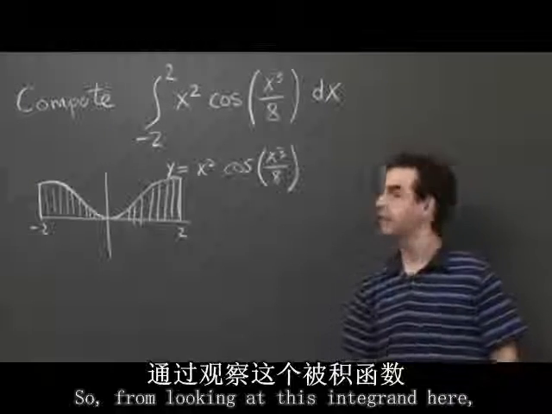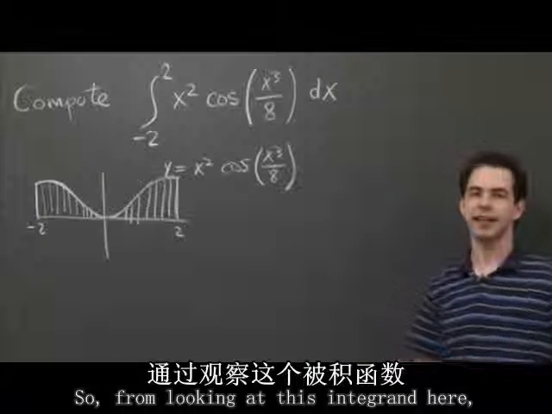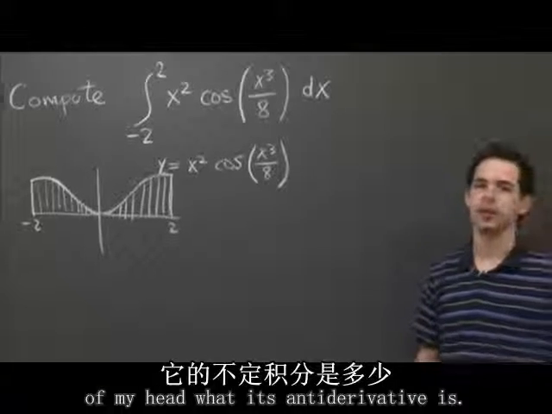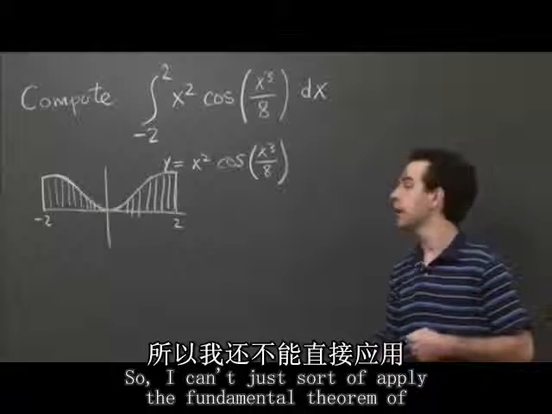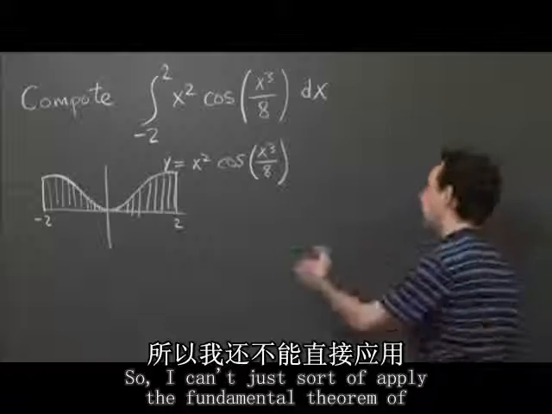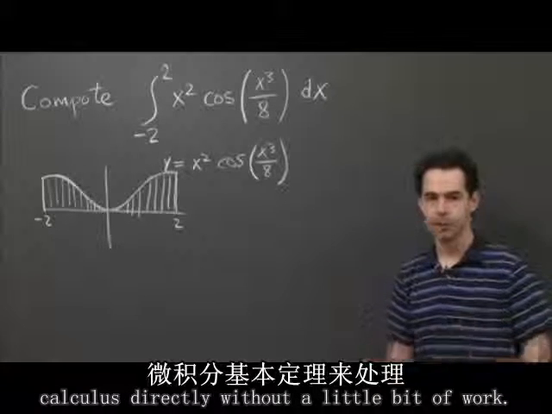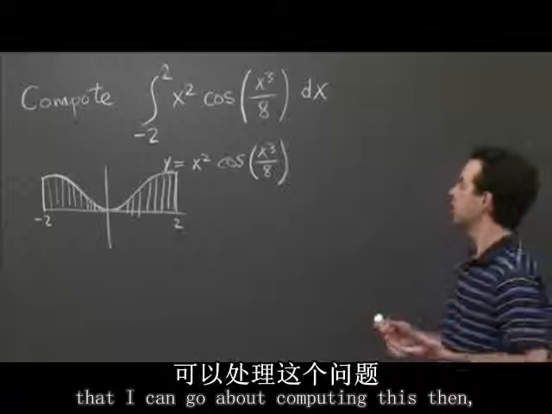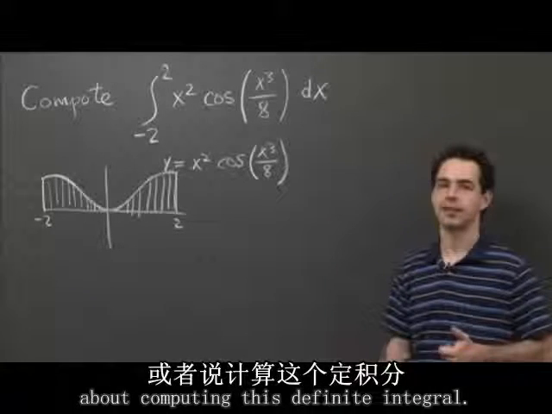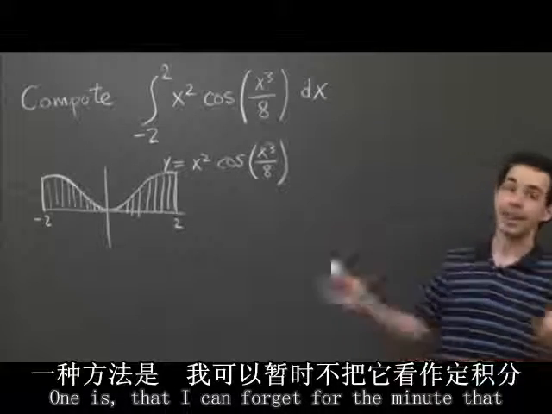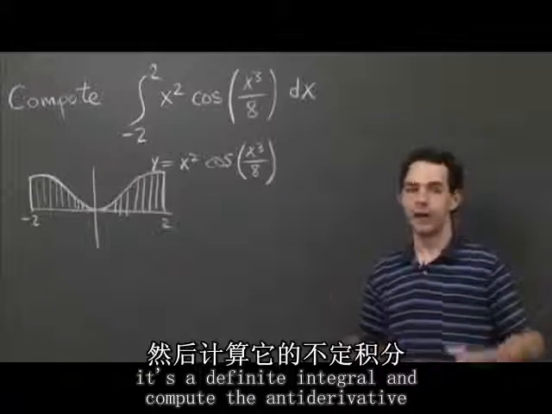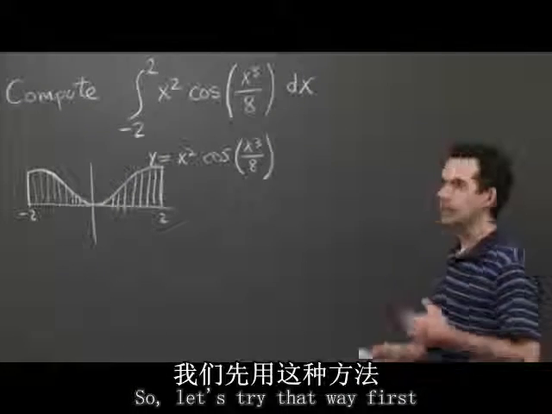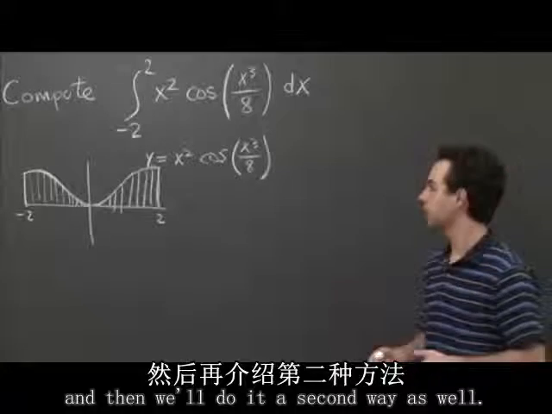All right, welcome back. From looking at this integrand, I don't know immediately off the top of my head what its antiderivative is. So I can't just apply the fundamental theorem of calculus directly without a little bit of work. There are two different ways I can go about computing this definite integral. One is that I can forget for the minute that it's a definite integral, compute the antiderivative, and then use the fundamental theorem of calculus. So let's try that way first, and then we'll do it a second way as well.